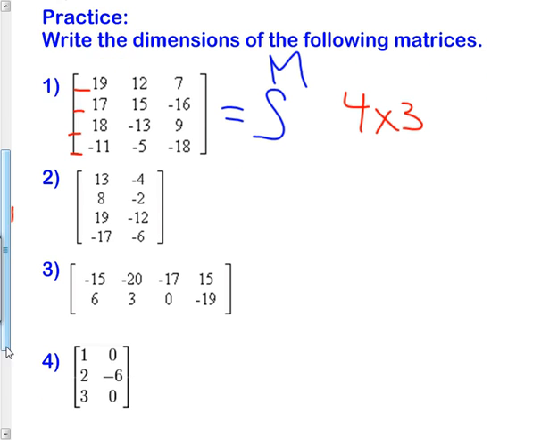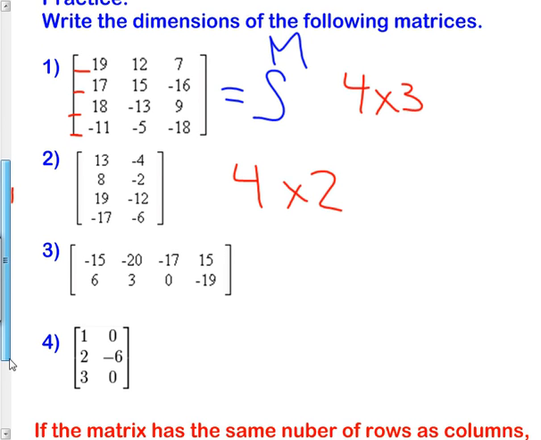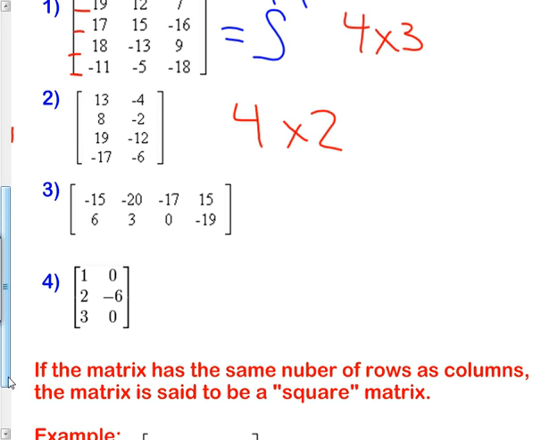What about this one? Number 2. 4 by 2. Yes, that's important. It's a 4 by 2, not a 2 by 4. Number 3, what's 3? 2 by 4. 3 by 2. No. Yes. And then this last one, 3 by 1. A 3 by 2.